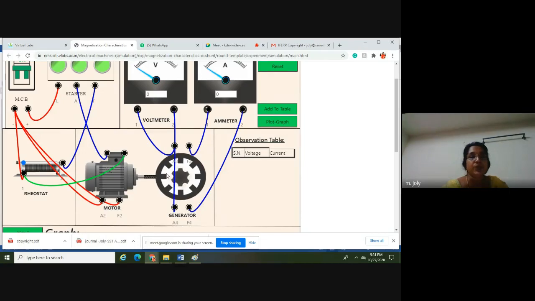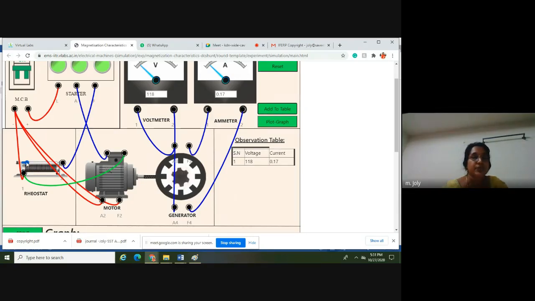Now what you have to do? You have to take the readings. So while taking the readings, you will be just dragging to some position. So see that voltage is changing and current is also changing. So now you have to add to table. Click add to table. So this reading we have got.